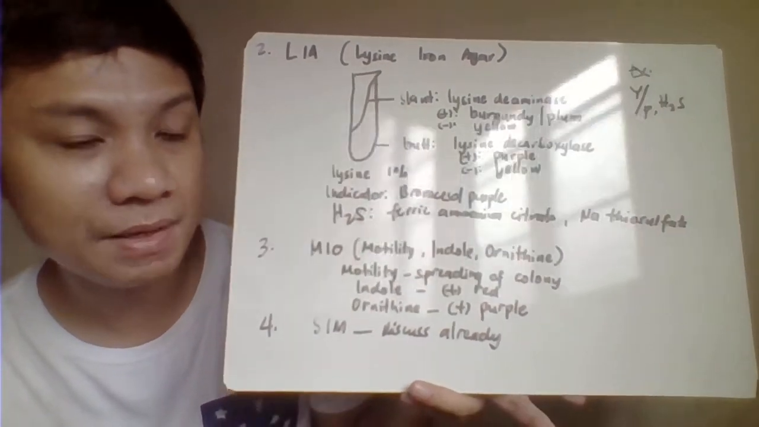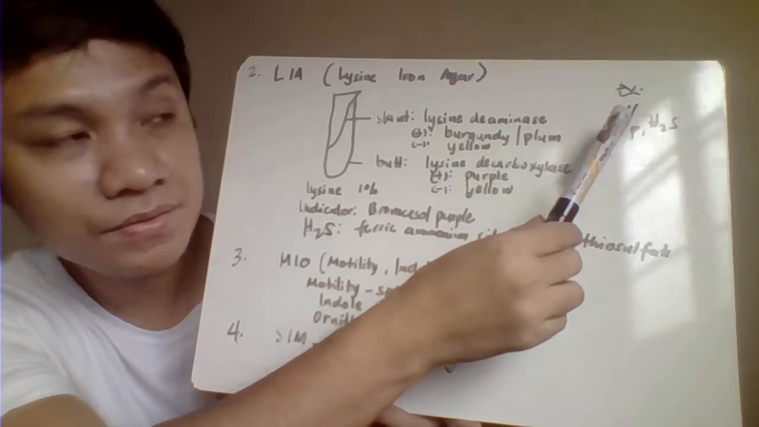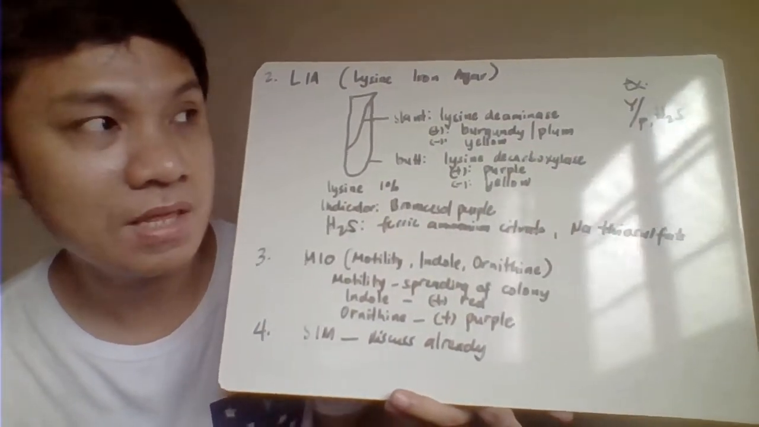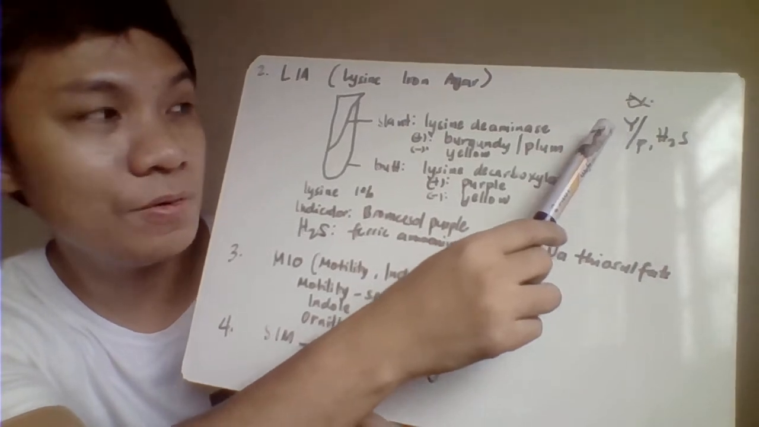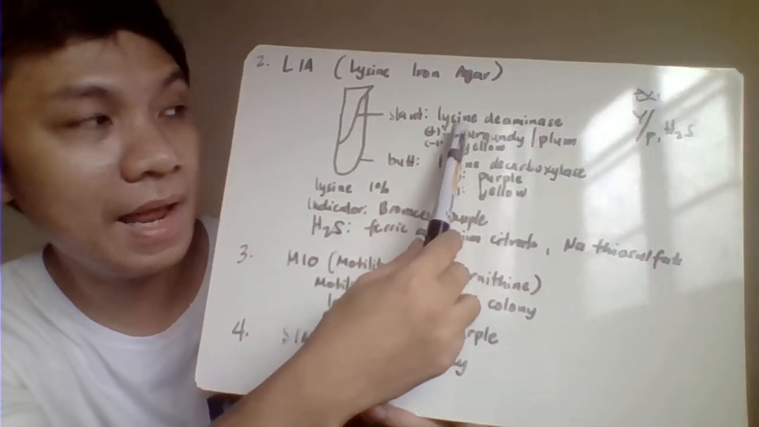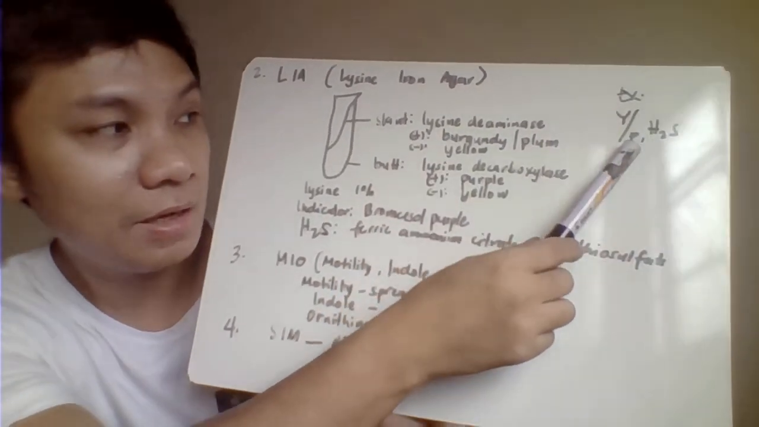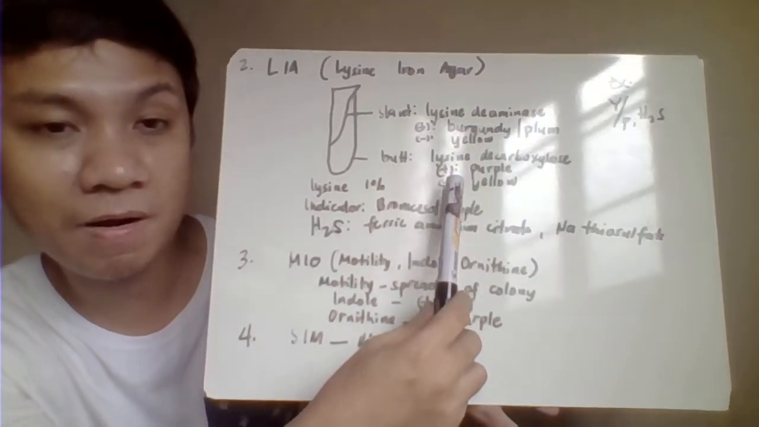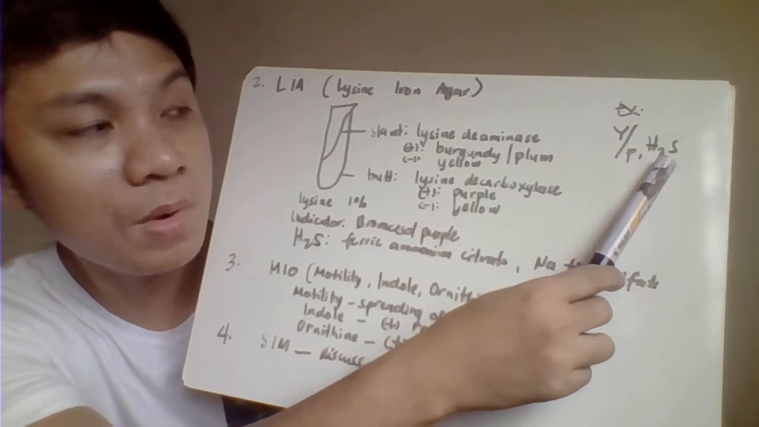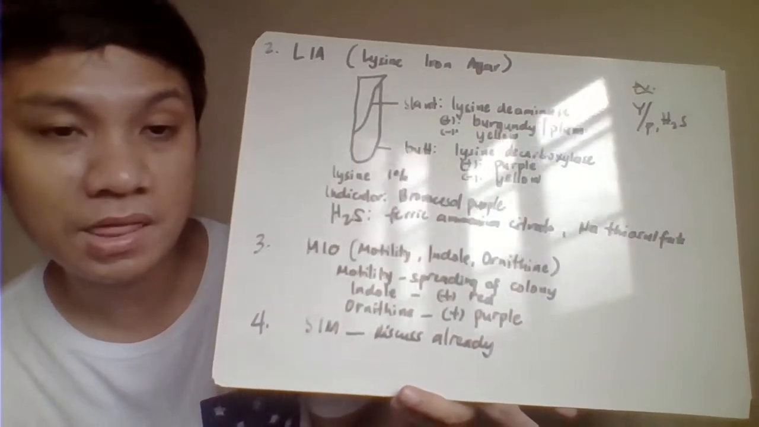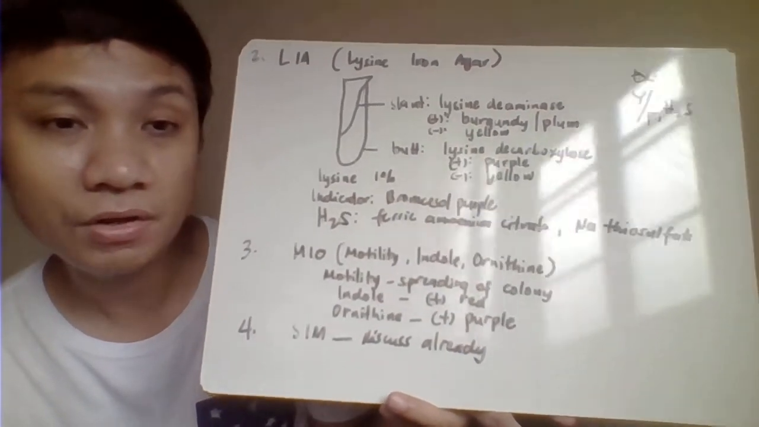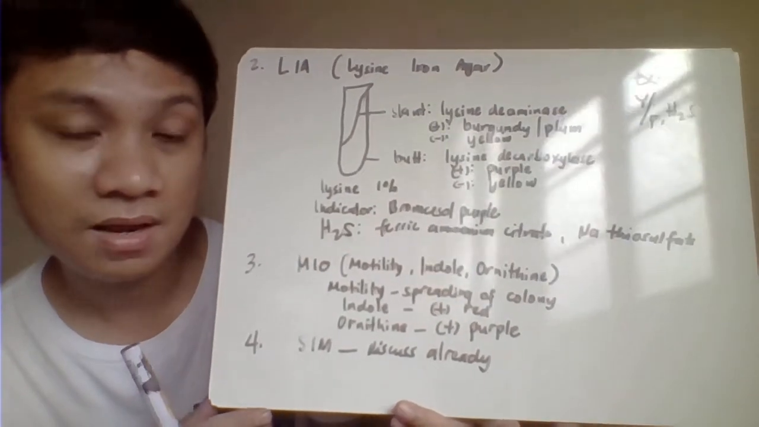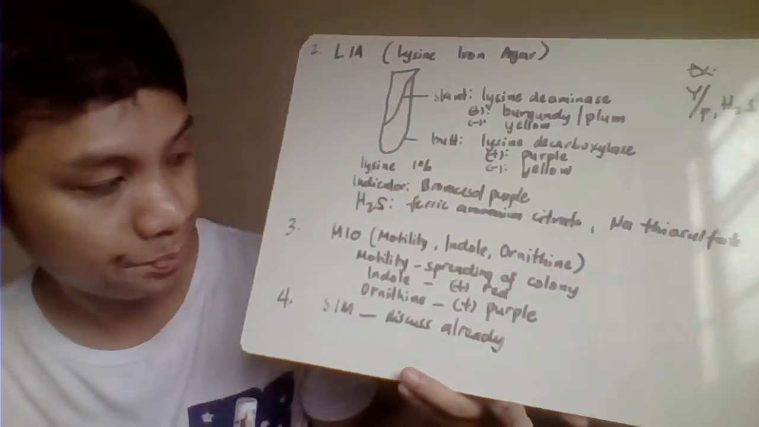So for example, if you have the test result here, Y over P, Y is yellow, P is purple. What does that mean? If Y here, it means yellow, it means it has no enzyme lysine deaminase. If purple here in the butt area, it means it has the enzyme lysine decarboxylase. H2S would be manifested here with the blackening of the colony, or you could also have gas formation. If it has gas, then we have a crack in your culture media.